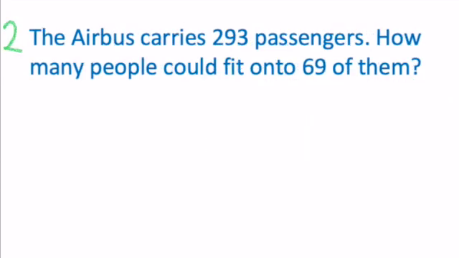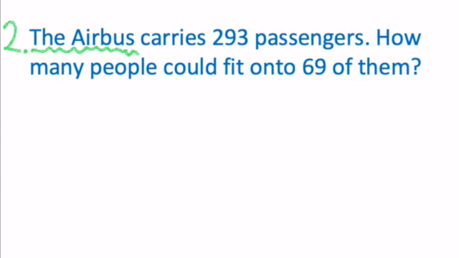Question 2. The Airbus. The Airbus is a type of plane. You can Google that. The Airbus carries 293 passengers. How many people could fit onto 69 of them? 69 Airbus planes, and each one has 293 passengers. Press pause while you think about how to do that.